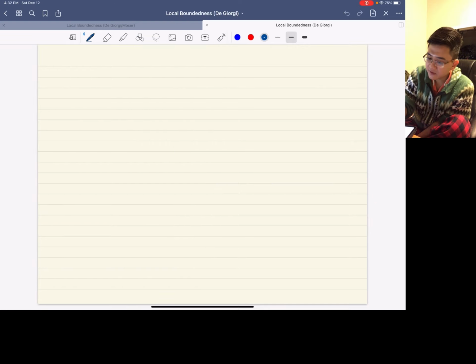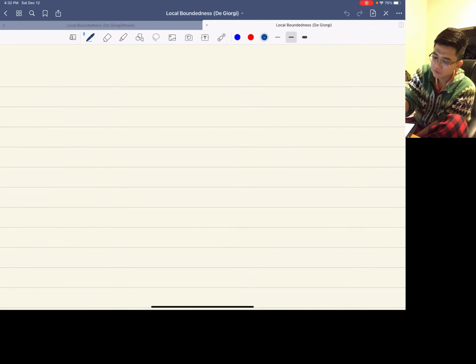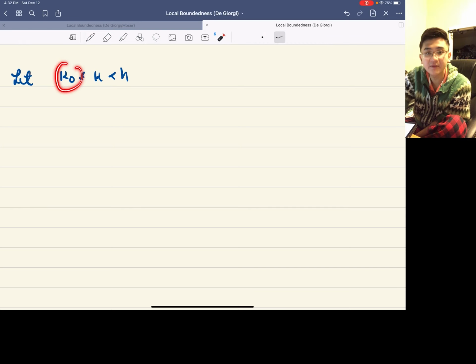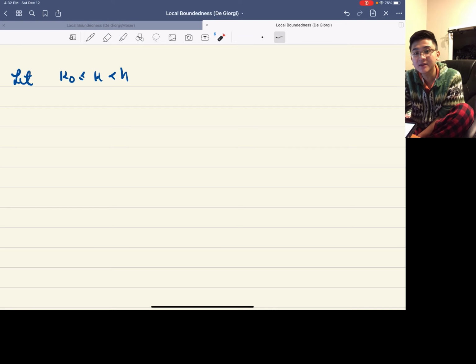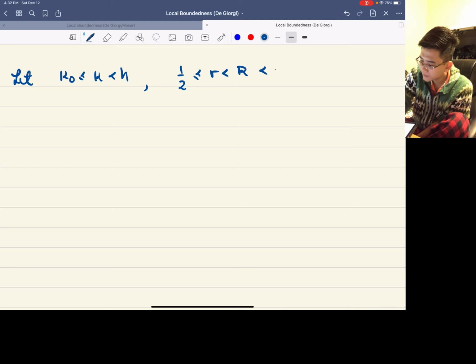Okay, so just some observations first. So let k0 be less than or equal to k. So we have big K and h. Note that k0 is this sort of minimum k that we need so that the estimate would work. Okay? And we have 1 half to r. Okay. So we make the following observations.